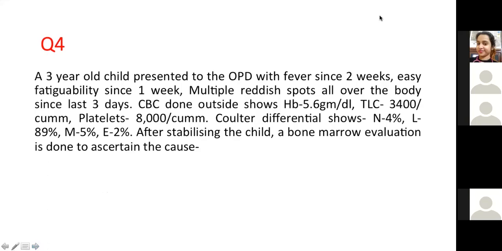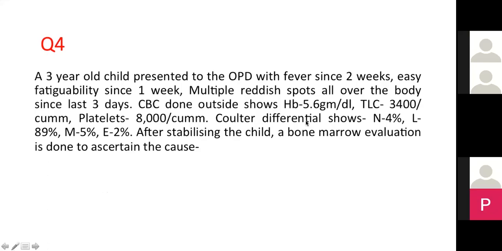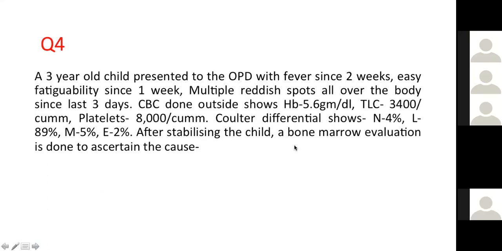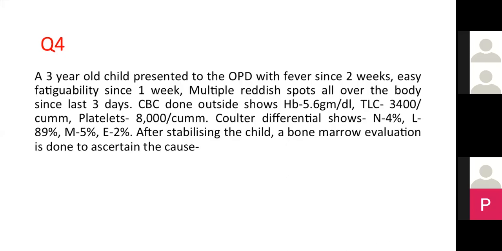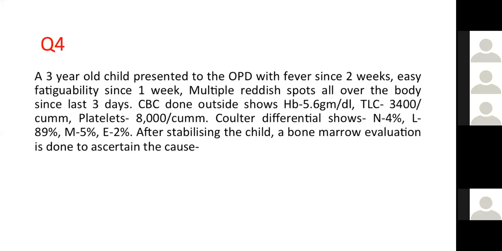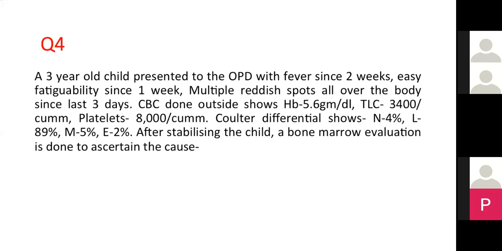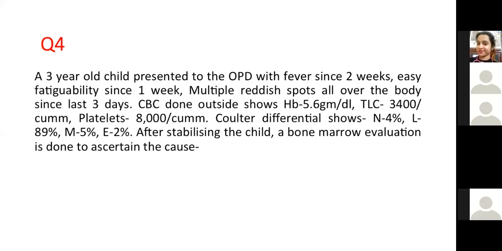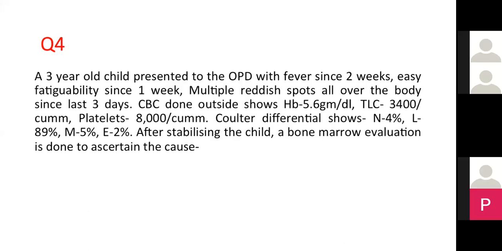That is the fourth station. So again, we need to read it carefully. This is a 3-year-old child who presents to the OPD with fever since 2 weeks, easy fatigability since 1 week, multiple reddish spots all over the body since last 3 days. CBC shows anemia, TLC is 3,400, platelet is 80. Coulter shows neutrophils of 4%, lymphos of 89%, monos of 5%, and eosinophils of 2%. After stabilizing the child, a marrow evaluation is done to ascertain the cause.